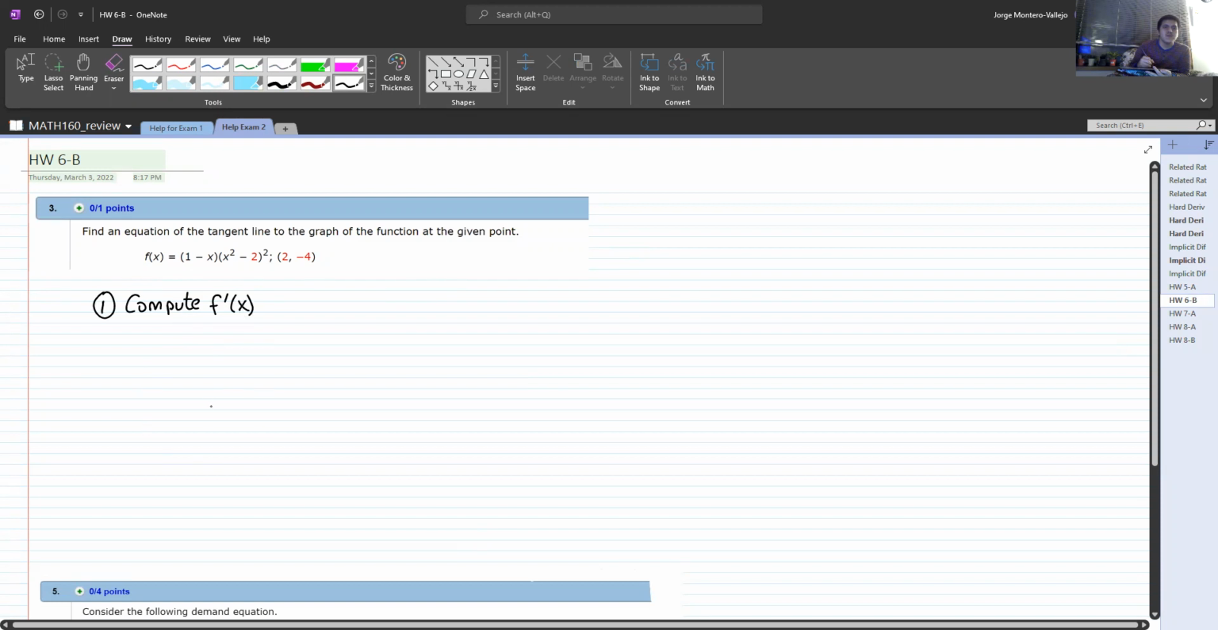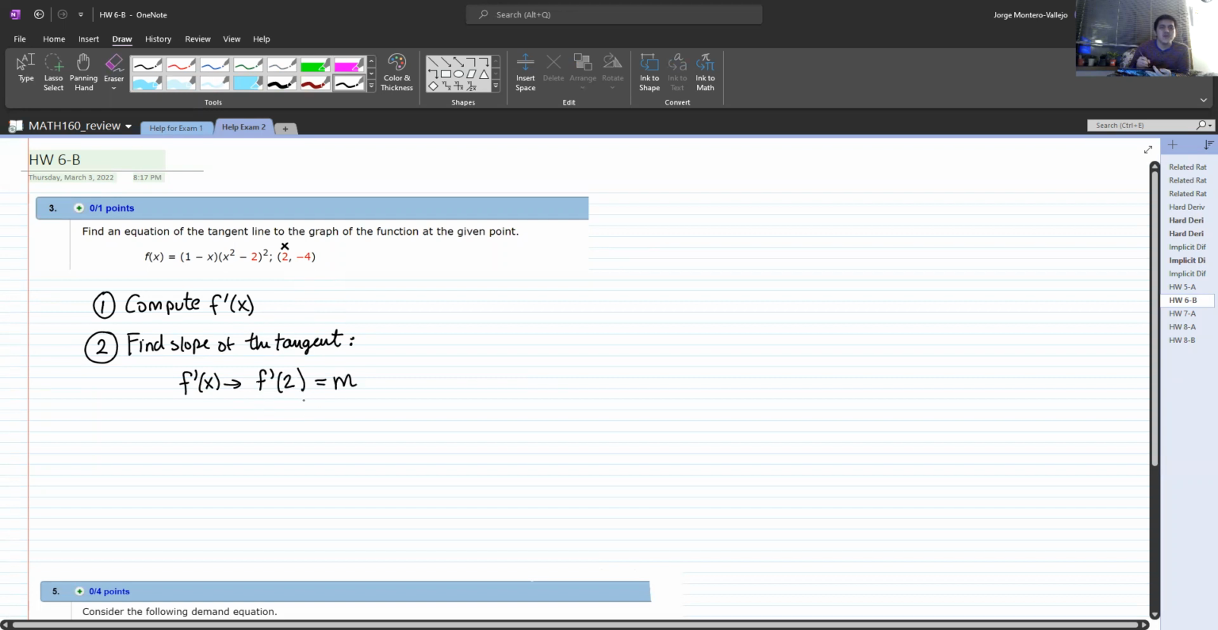And then once you have found the derivative, you want to find the slope of that tangent line. Well, to find that slope, you are going to use your derivative, and you are going to plug in the x value of the point that you're looking at. So that is 2, right? So 2. That's going to be our slope.